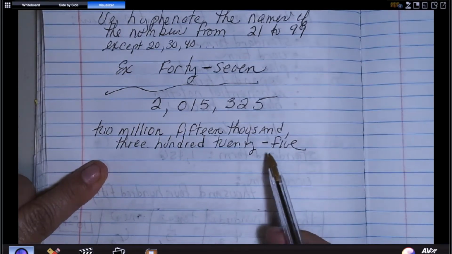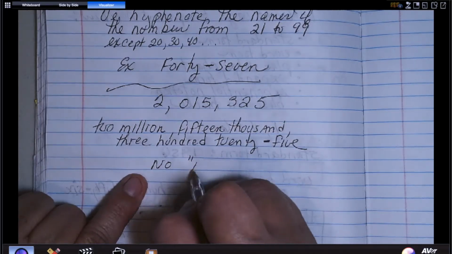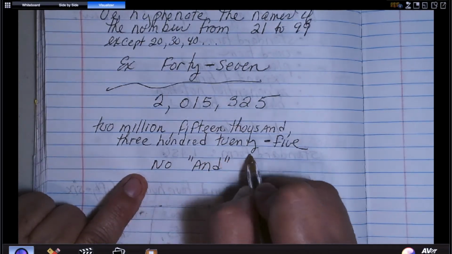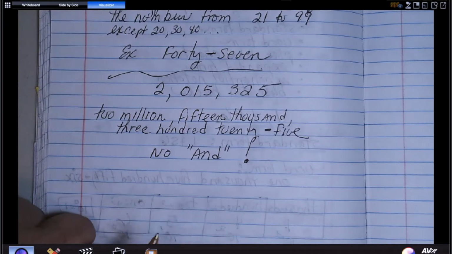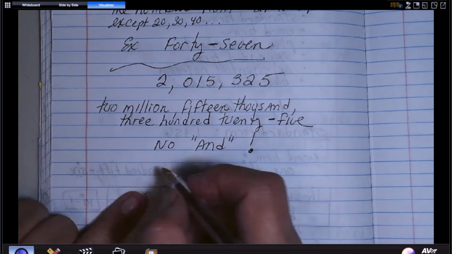2,015,325. Make sure to put the hyphen here. Nowhere do we use the word and. No matter how tempted we are, we never use the word and. So let's go ahead and write that down.